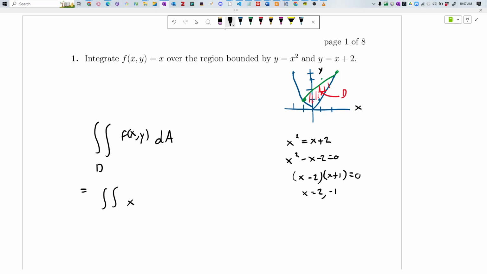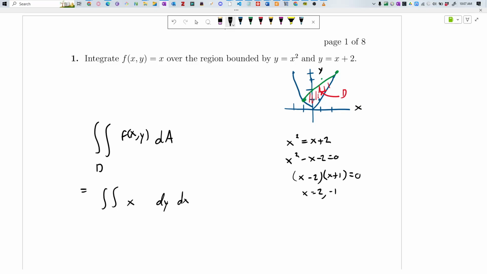So notice that if we try to express this so that the outer integral was with respect to y, we'd have an issue here. It would require us to chop this domain D into two parts, and then we'd have two separate integrals. So it's preferable to treat this as a type 1 region. You integrate with respect to x on the outside and with respect to y on the inside.